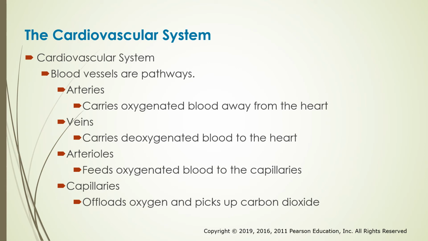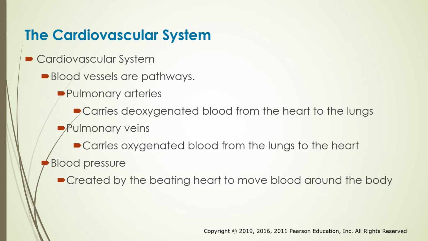Arterioles, after our arteries, they get smaller and smaller. Eventually they become arterioles. And then from there they go to the capillaries. The capillaries, that's the train station. It offloads oxygen, picks up carbon dioxide, and takes it out of the body through the respiratory system. So blood vessels are pathways.